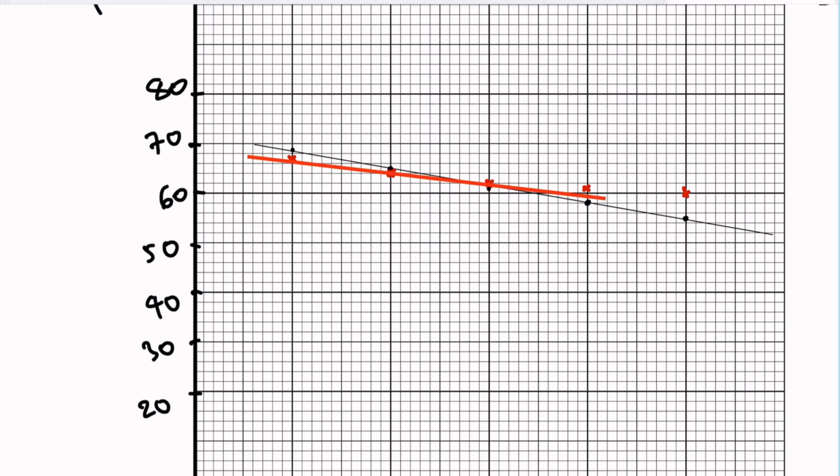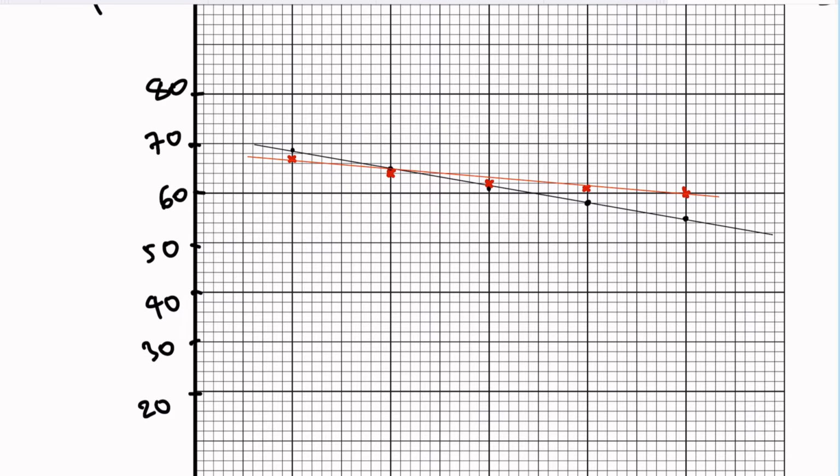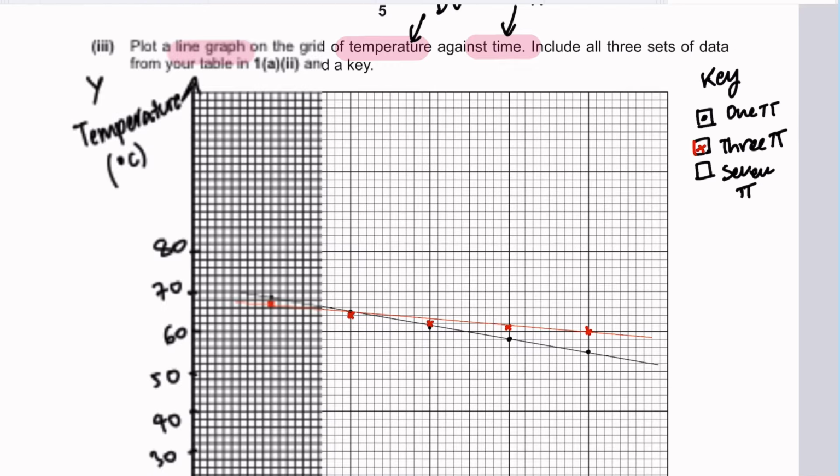And then you draw another line, reduce the width. And remember it should be a best fit line, so it needs to pass through as many of the points as possible, and you will know that because there'll be an equal number of points on both sides of the line. Okay, so I would put this as a cross like that.